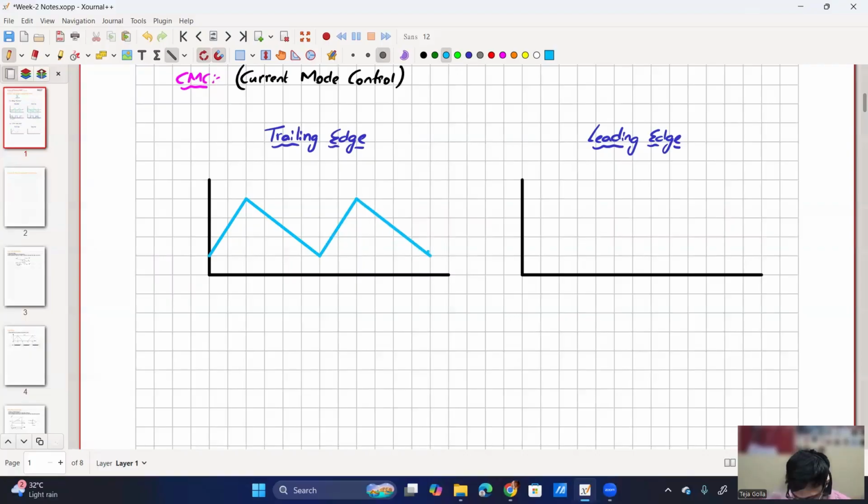Here I have considered the inductor current and this is my current reference. So this is my IREF and this is my IL. As you can see, IL is below the I reference. So that's why it is trailing and that's why it is called trailing edge. The same thing I can do here, and here the edge is leading, meaning the current is leading, the current is above the current reference.